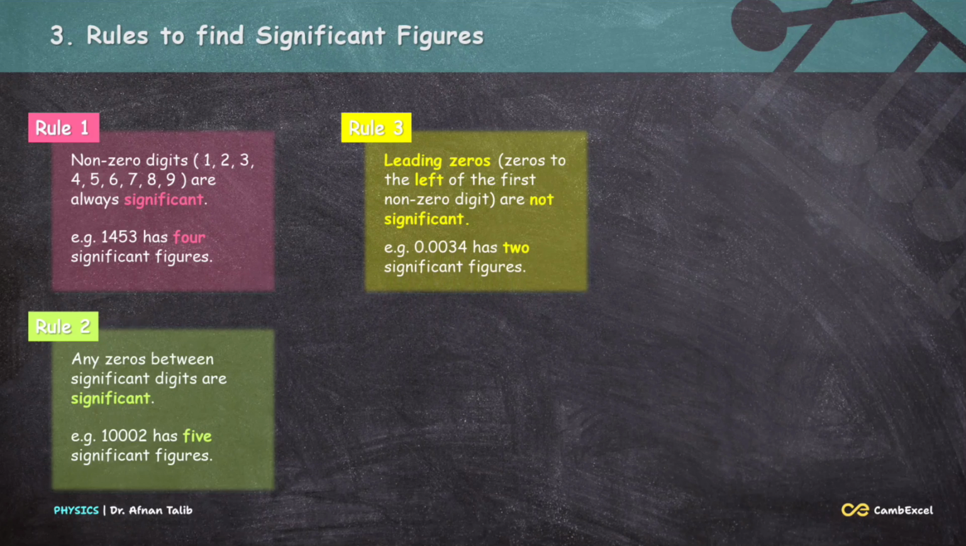And they will be considered not significant. So as a whole, we have only two significant digits in this number, that is 3 and 4.